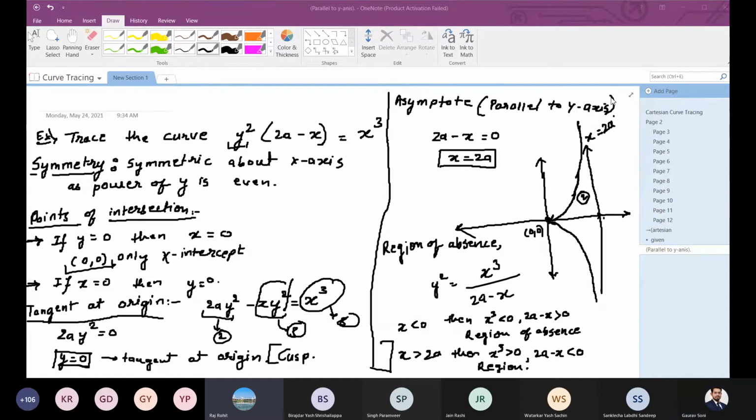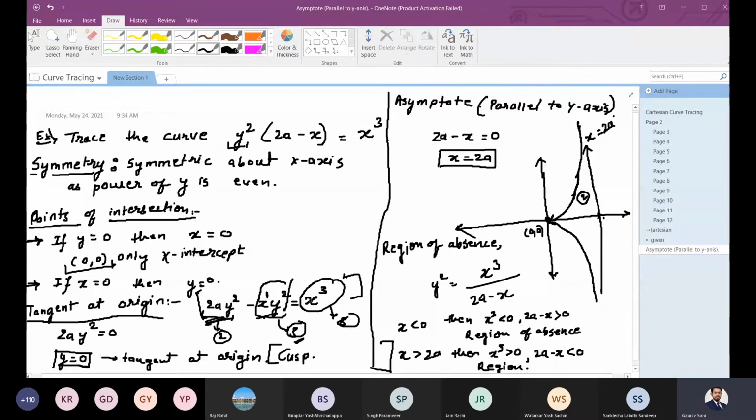Sir, tangent at origin, how we have to take? I do not understand. That is the criteria we have seen in the previous lecture, which says that the tangent at origin is given by equating the group of lowest degree terms to 0. So here I have opened the bracket and I have seen that the first term is having degree 2, second term is having degree 3. The power of x is 1, the power of y is 2. So total degree is 3.